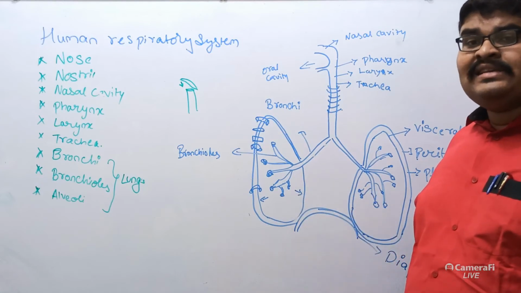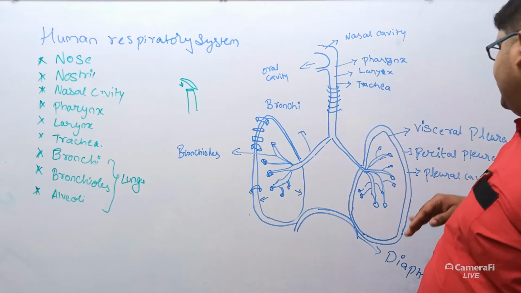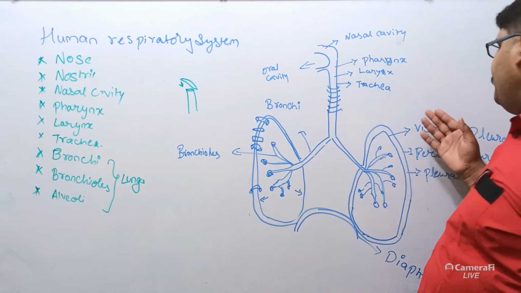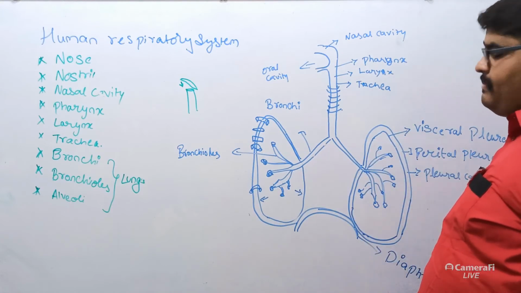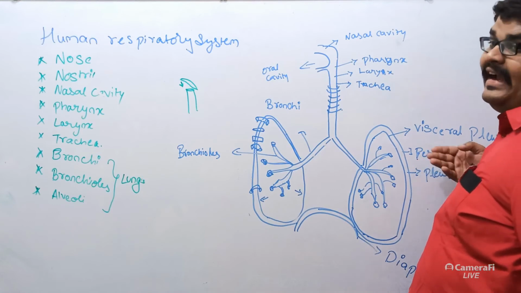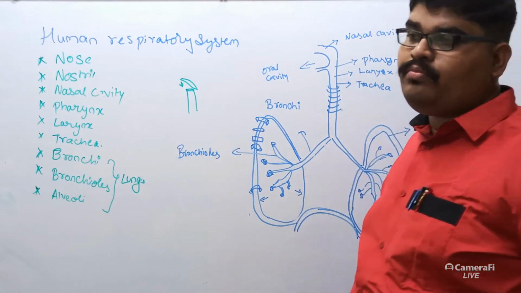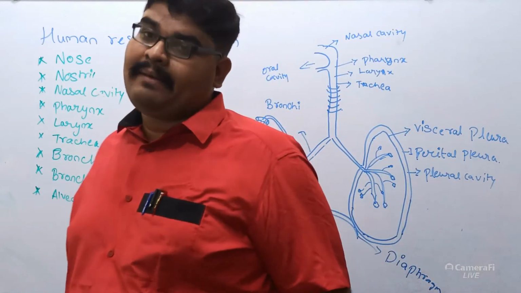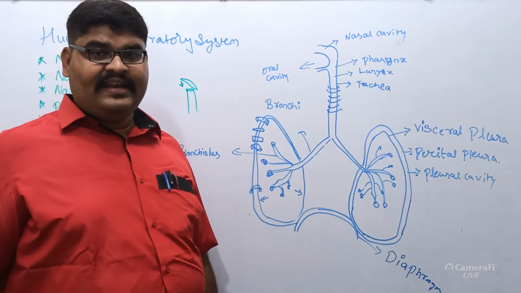Now coming to the lungs. The lungs are covered with two membranes, and those membranes are called pleural membranes. The outer pleural membrane is the parietal pleura, and the inner membrane is called the visceral pleura. So there are two membranes: the outer one is the parietal pleura, the inner one is the visceral pleura.